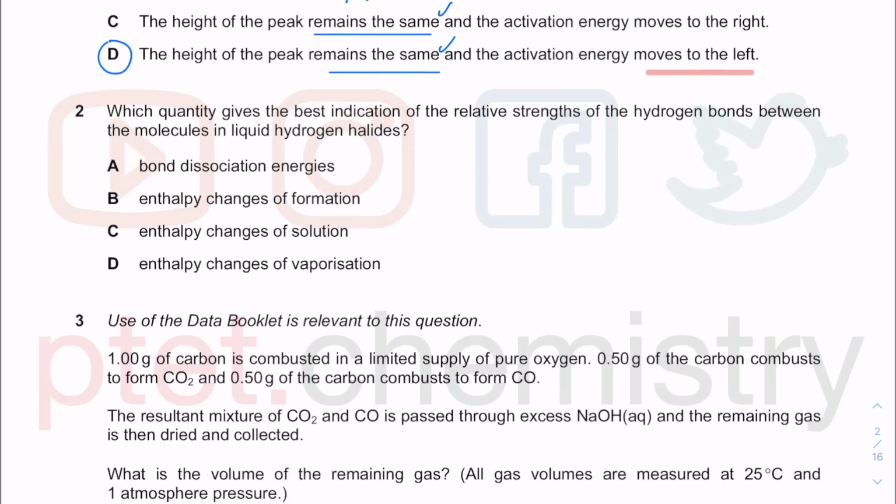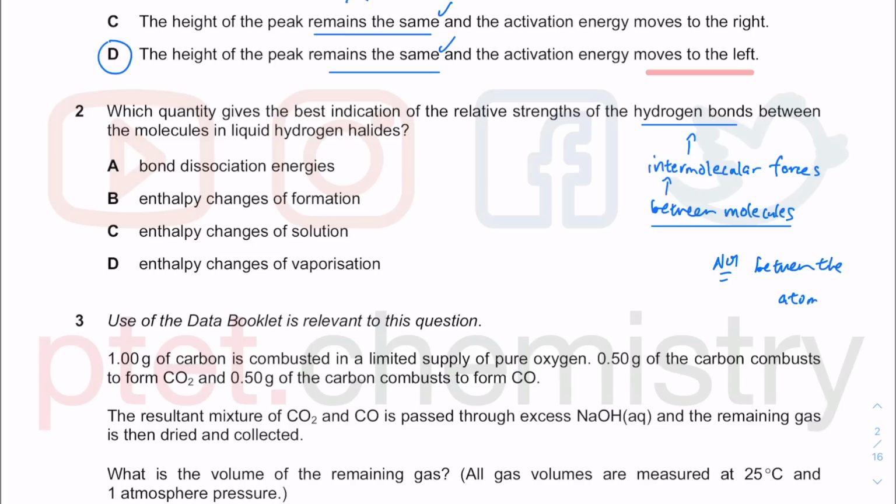Number 2, which one is the best indication of the relative strength of hydrogen bond? Now the hydrogen bond is an intermolecular force, so you are not breaking covalent bonds. That is the first thing you need to think about. Intermolecular forces mean between the molecules, so that means we are not breaking the covalent bond between the atoms. So this kind of question always tries to trick you with the covalent bond energy or bond dissociation energy or bond enthalpy. So it has got nothing to do with bond dissociation energy because we are not breaking covalent bonds.